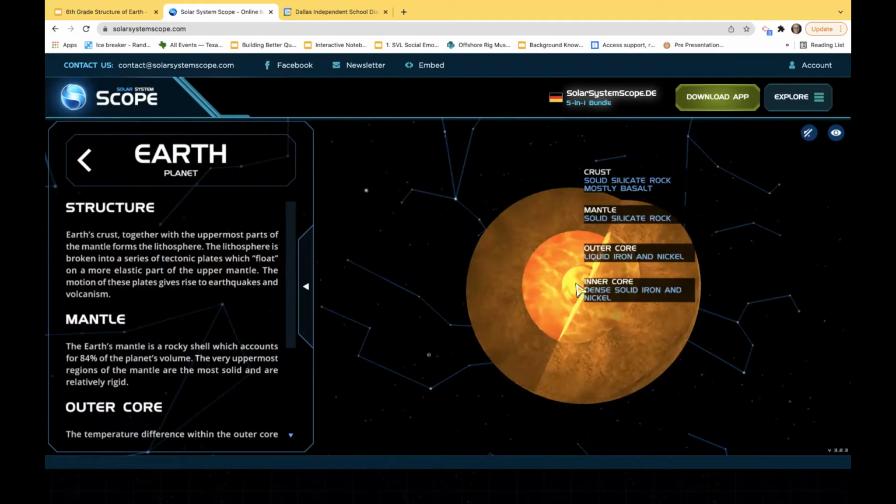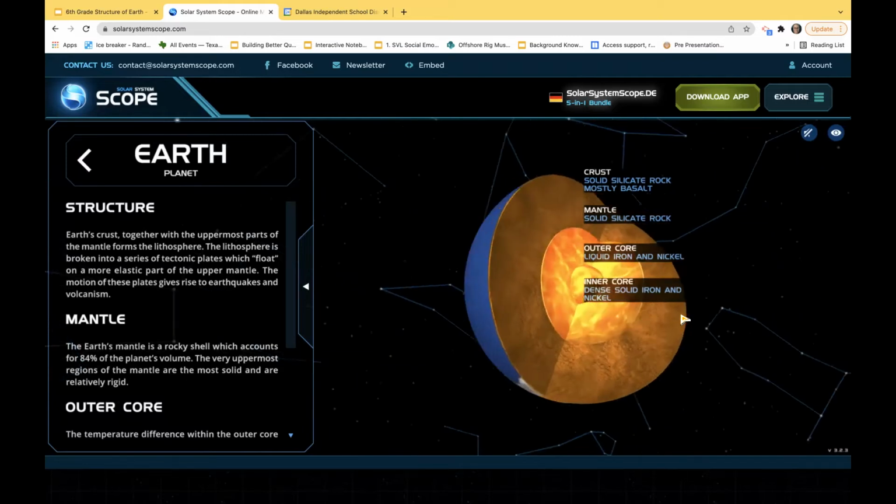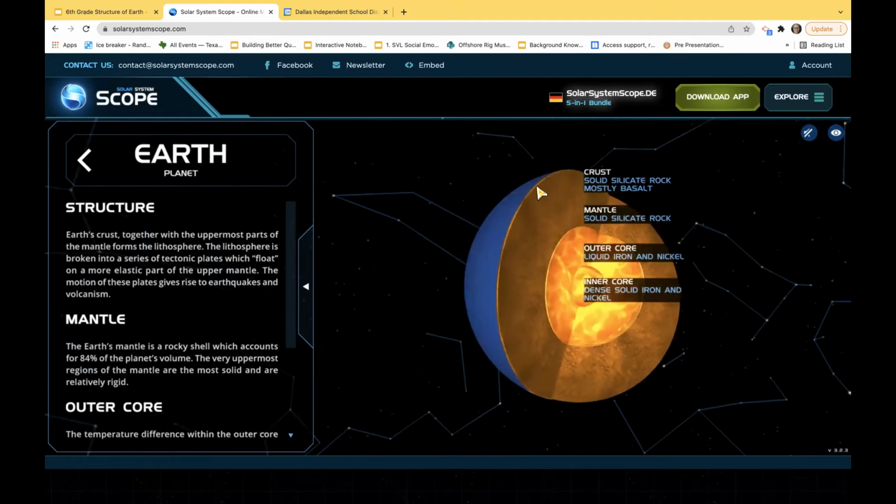So the core is the densest layer. It's obviously in the center. It's the solid inner core, and it has a fluid outer core made of iron and nickel. Now, the outer core also has convection currents, which power Earth's magnetic field. And again, we know that magnetic field is important because it shields us from the harmful radiation of the sun. So again, those 3 chemical layers are the crust, the mantle, and the core.